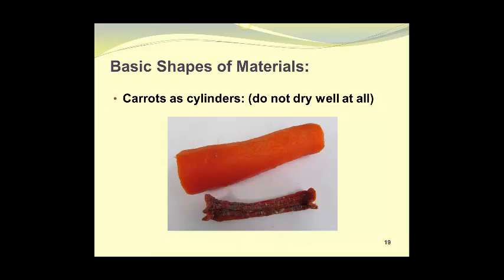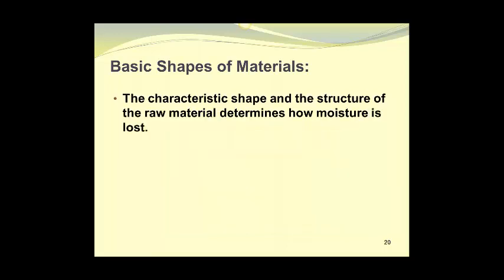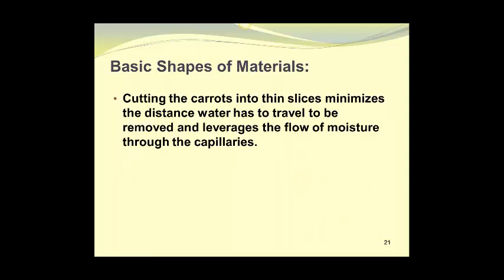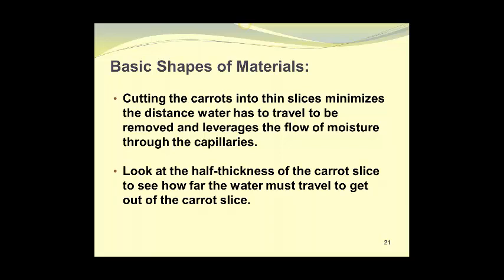Here we see carrots as cylinders. This piece of carrot in the top is approximately 10 centimeters long and did not dry very well at all, as you can see by the piece at the bottom. The characteristic shape and the structure of the raw materials determine how moisture is lost. Carrots have capillaries running lengthwise through them. Cutting the carrots into thin slices minimizes the distance water has to travel to be removed, and it leverages the flow of moisture through the capillaries. If you look at the half thickness of the carrot slice, you will see how far the water must travel to get out of the slice.